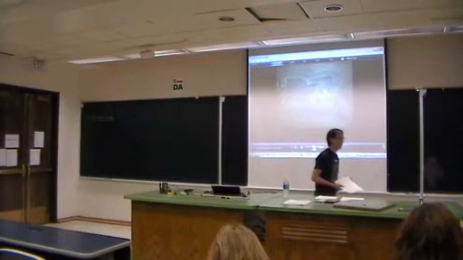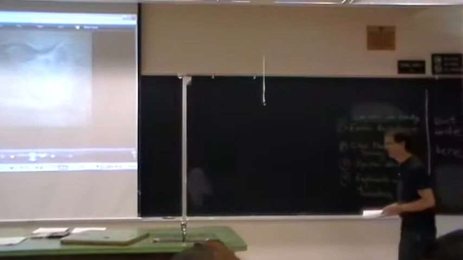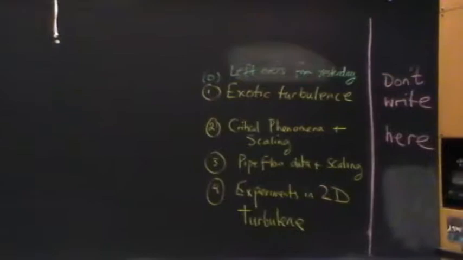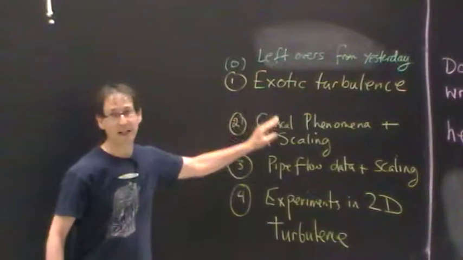This is the last lecture of my mini course on the connections between condensed matter physics, statistical mechanics, critical phenomena, and fluid mechanics. What I'm going to do today is just one leftover from yesterday that I didn't get to mention, and I think it's important, so I'm going to spend 2 minutes on that. And then I'm going to talk about exotic turbulence.